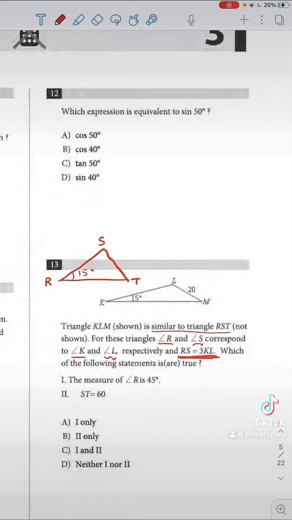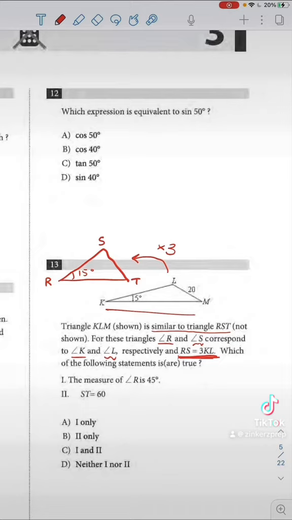What that means is that this smaller triangle here is 1/3 of the bigger one. Or I can say that the bigger triangle is 3 times the size of the smaller one. So we can notate it like that. So now let's take a look at the statements that they're giving us.